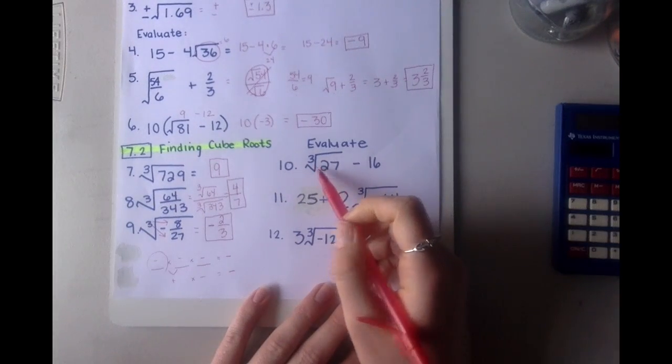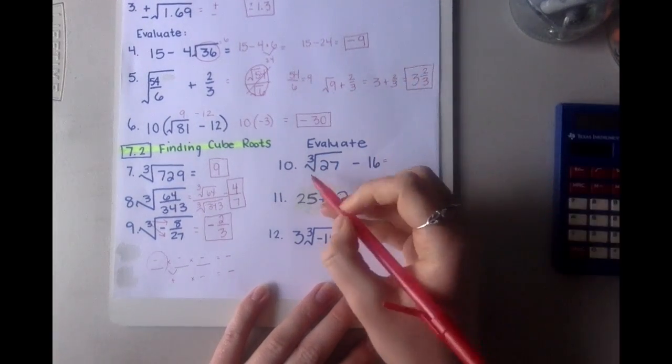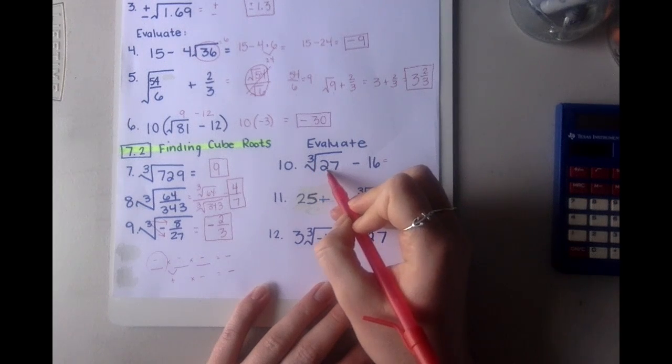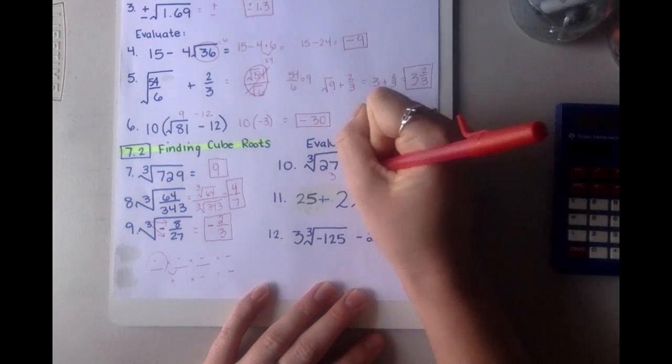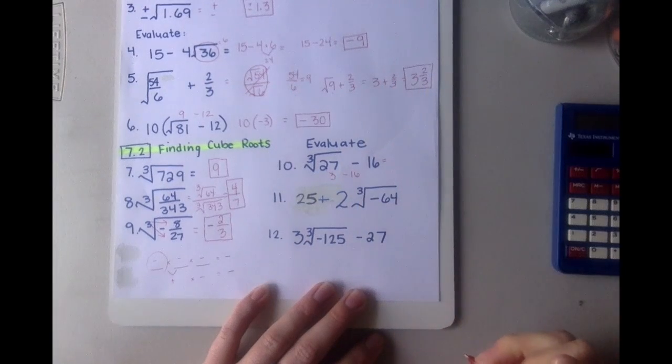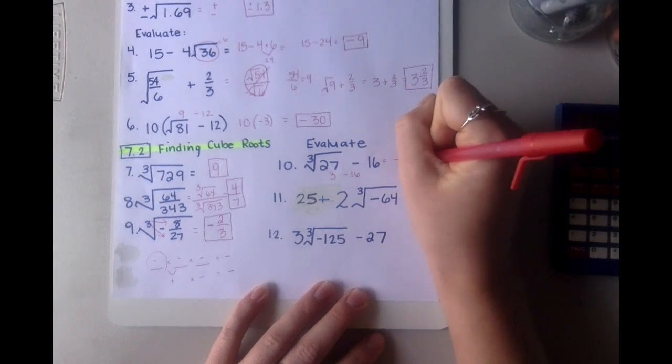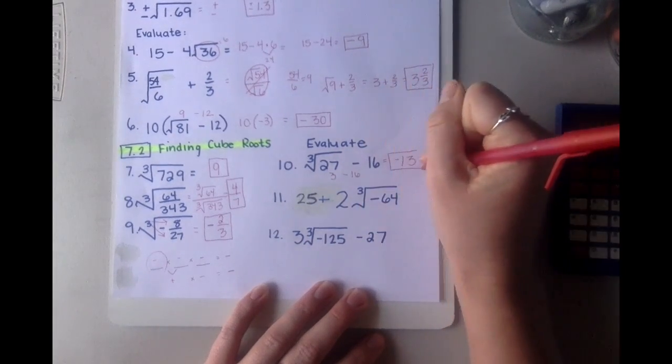All right, so now let's evaluate. Well, all we do is we just keep simplifying. So I know that the cube root of 27 is 3. So 3 minus 16, that's a negative 13, so that's my answer for number 10.